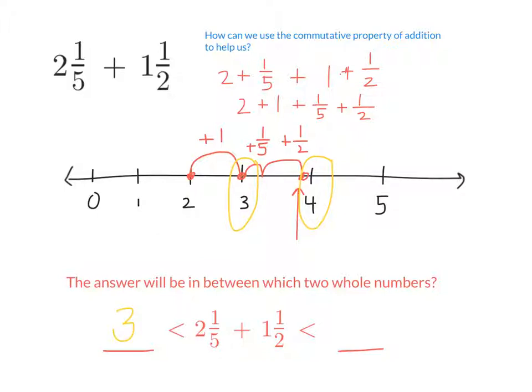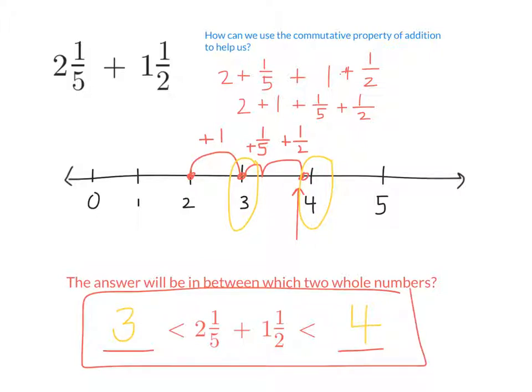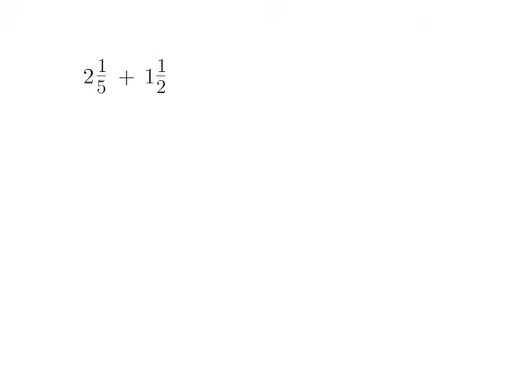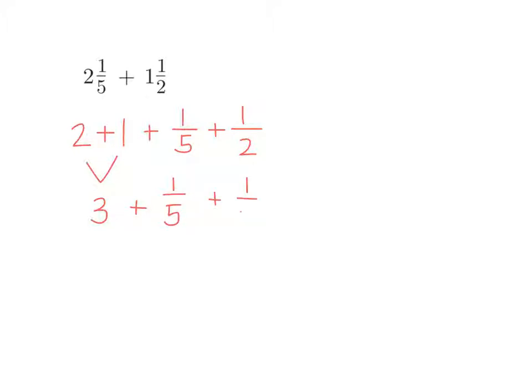Another way to say that is 2 1/5 plus 1 1/2 will be greater than 3, but will be less than 4. Go ahead and write this inequality, this statement, this sentence in your notebook. So remember, we used the commutative property because we know that this is the same thing as 2 plus 1 plus 1/5 plus 1/2. Well, the whole number part is easy. We know 2 plus 1 is 3, right? So now we know this is the same thing as 3 plus 1/5 plus 1/2.